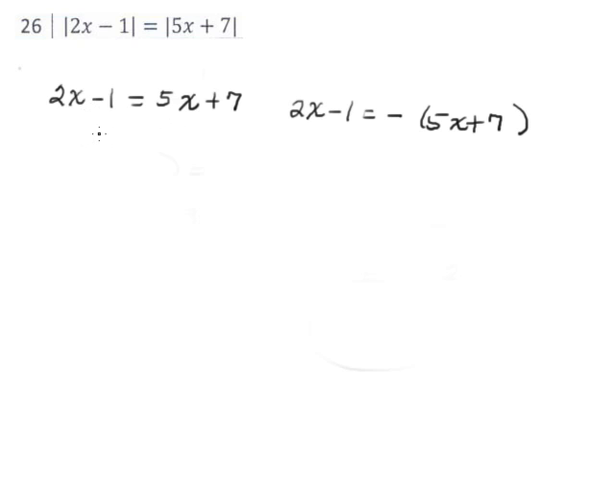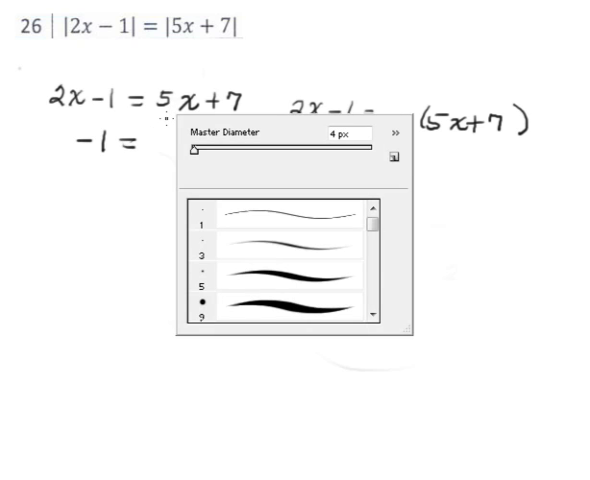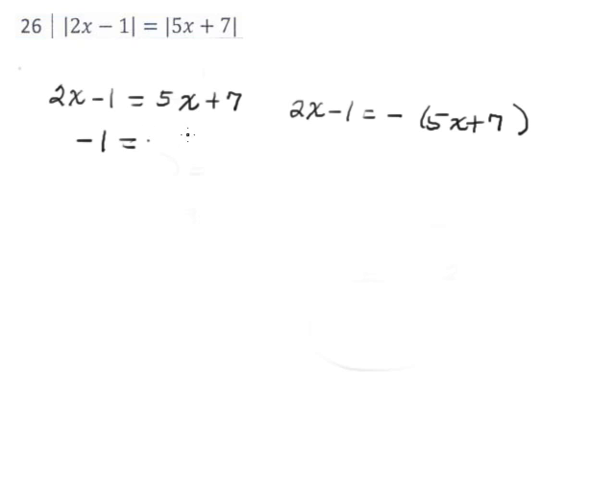Let's say we subtract 2x from both sides, so we have minus 1 equal to 5x minus 2x, so that's 3x plus 7. And now subtract 7 from both sides, so we have 3x is equal to minus 1 minus 7, that's minus 8, or x is equal to minus 8 over 3.